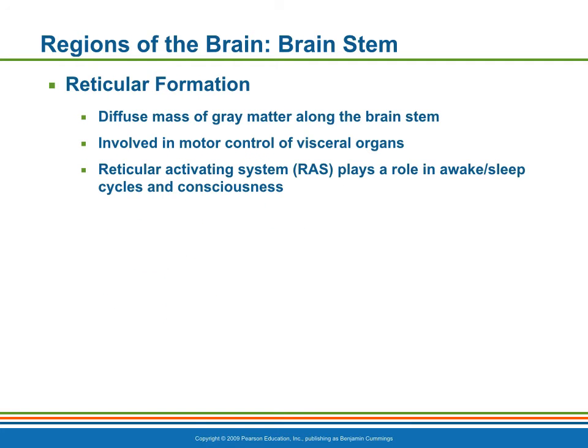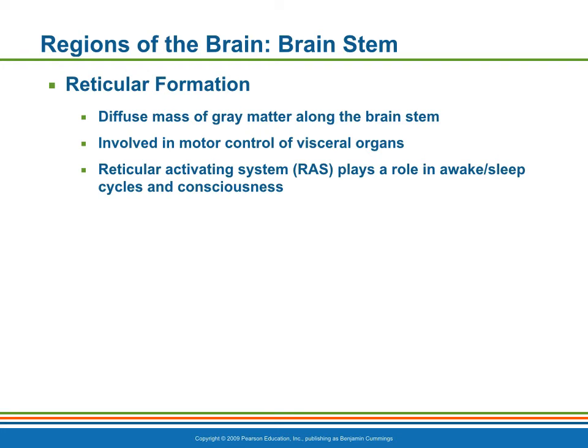Extending the entire length of the brain stem is a diffuse mass of gray matter called the reticular formation. The neurons of the reticular formation are involved in motor control of the visceral organs. A special group of reticular formation neurons called the RAS, which is the reticular activating system, plays a role in consciousness and the awake-sleep cycles.